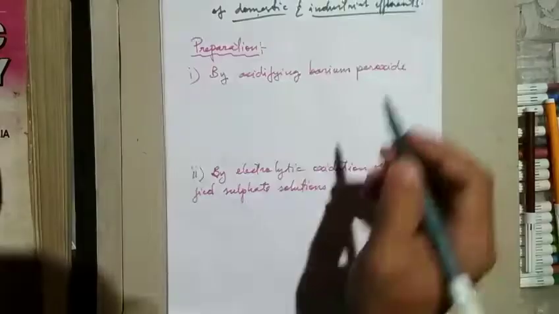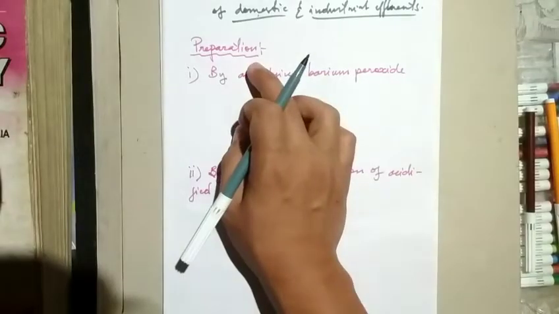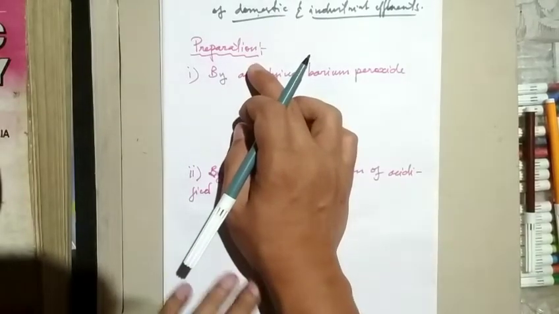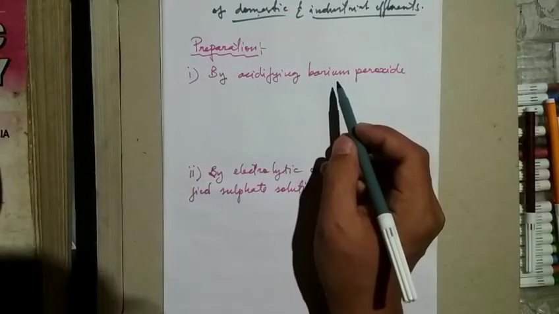Now let's come to preparation. That is a brief introduction. Now preparation. So how are we going to prepare H2O2 or hydrogen peroxide? The first method is by acidifying barium peroxide.